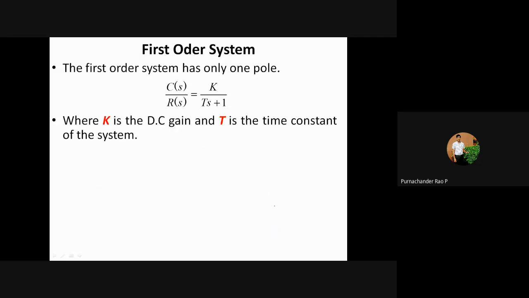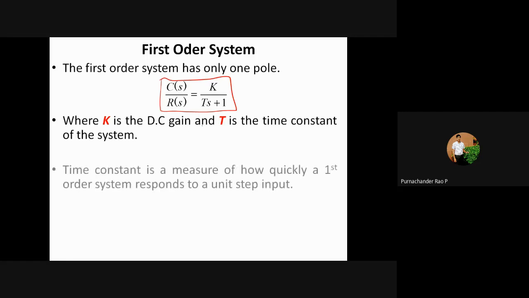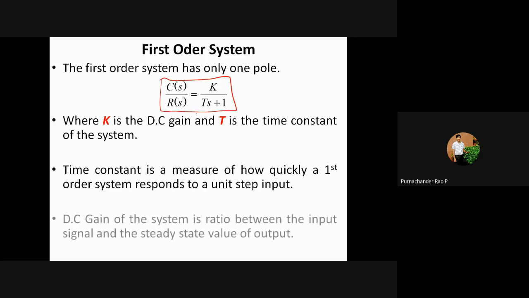Then here we will take the first order system. This is a standard form, just remember this. The standard form of a first order system is given as K by Ts plus 1, where K is called the DC gain of the system and T is the time constant of the system. The time constant is a measure of how quickly the first order system responds to a unit step input. And the DC gain of the system is the ratio between the input signal and the steady state value of the output signal.